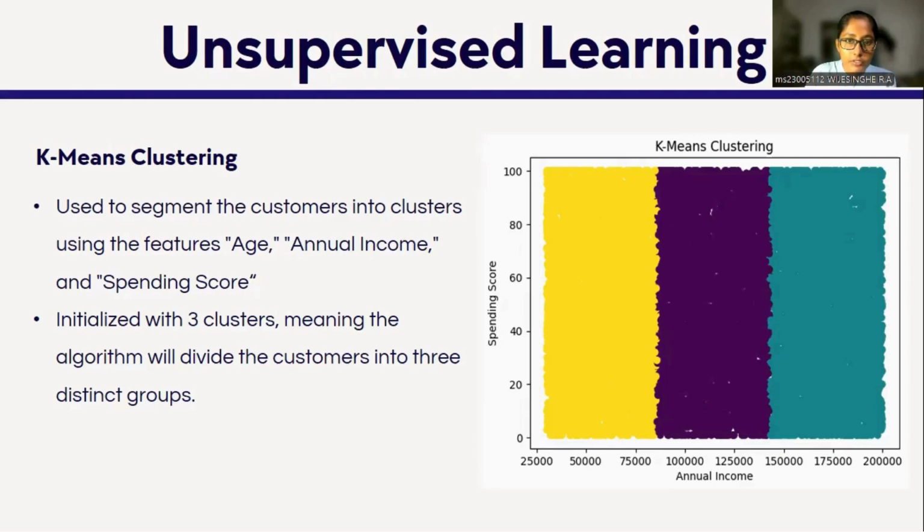We have used two unsupervised learning models in this analysis. The first one is k-means clustering, and the second one is hierarchical clustering. In the k-means clustering, we segmented the customers into clusters using features like age, annual income, and the spending score, and initialized with three clusters, meaning the algorithm will divide the customers into three distinct groups. Here we can see in the image, we have three distinct groups in the graph.